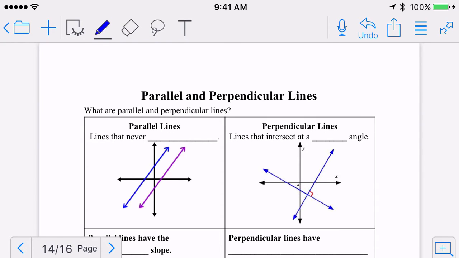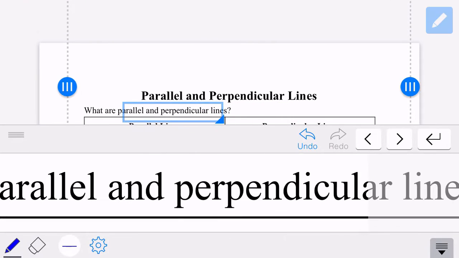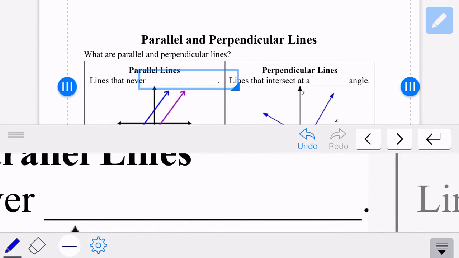You might have heard of parallel before. Those are lines that never intersect. So we're going to put that in there. Lines that never intersect.